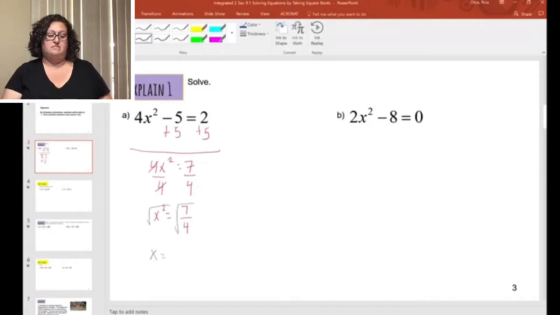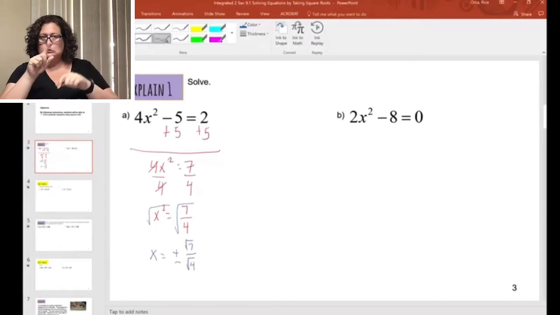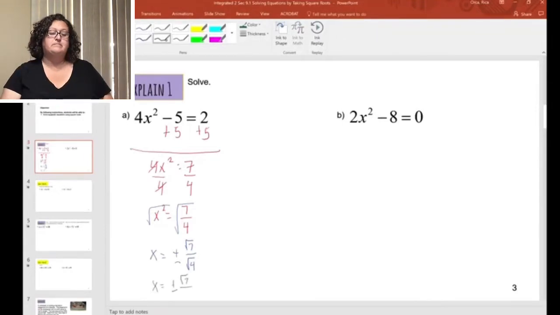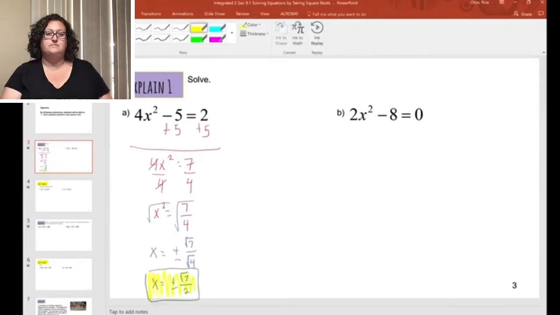And after taking the square root of both sides, we get x equals plus or minus the square root of 7 over the square root of 4. And class, we can't take the square root of 7, so we'll leave the square root of 7 as is. The square root of 4, however, is just 2. And that's our answer. So x equals plus or minus square root of 7 over 2.